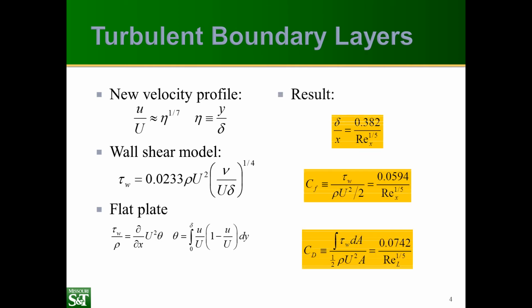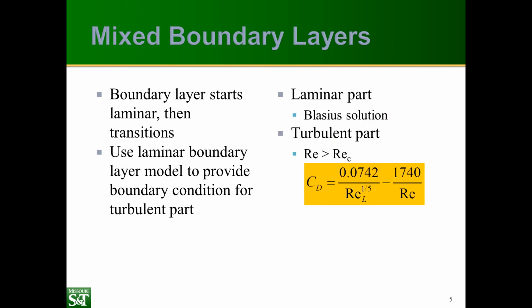When all is said and done, the model gives us this result. So we have now a model for delta over x, skin friction coefficient, and drag coefficient. And you'll note that the model for the boundary layer thickness is proportional now to Reynolds number to the 1/5 rather than Reynolds number to the 1/2. So this solution results in equations that are much like the Blasius method for laminar boundary layers. However, it's important to remember that this model is an approximation that's based on some key assumptions, and it needs to be compared with experimental data to validate its performance. And we can do that by graphing it.